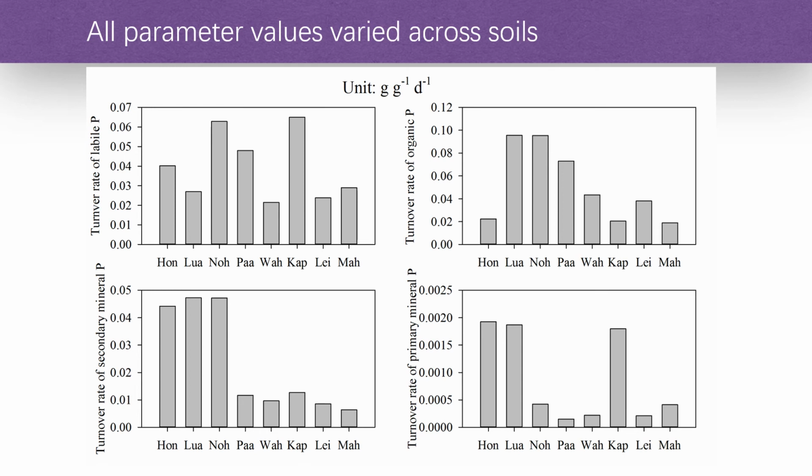And here shows the optimized parameter values. And you can see optimized parameter values varied essentially among soils. For example, the turnover rate of labile phosphorus varied about threefold across 8 soils. The turnover rate of soil organic phosphorus varied over fourfold across soils.